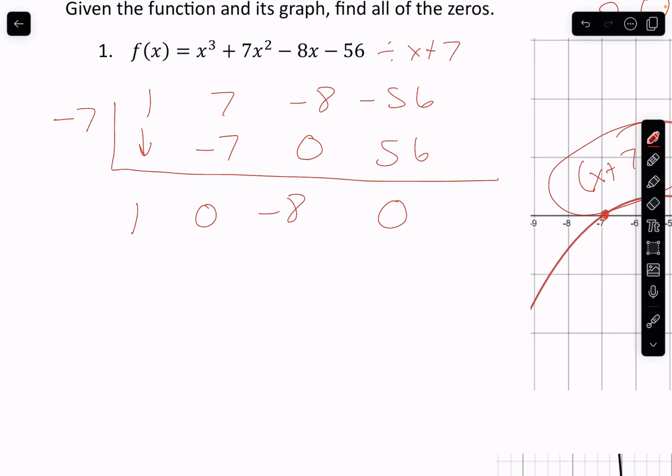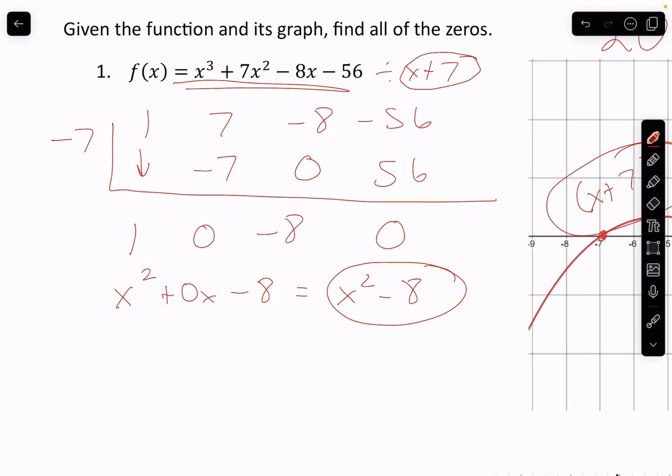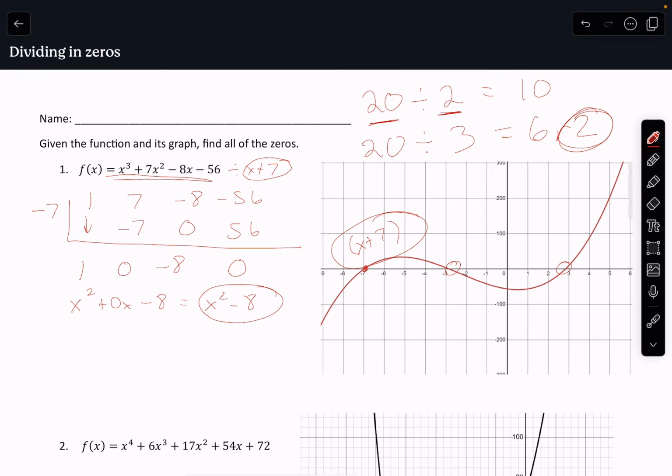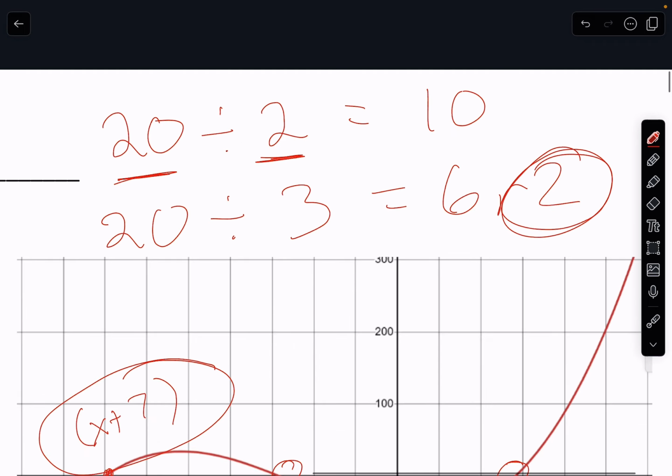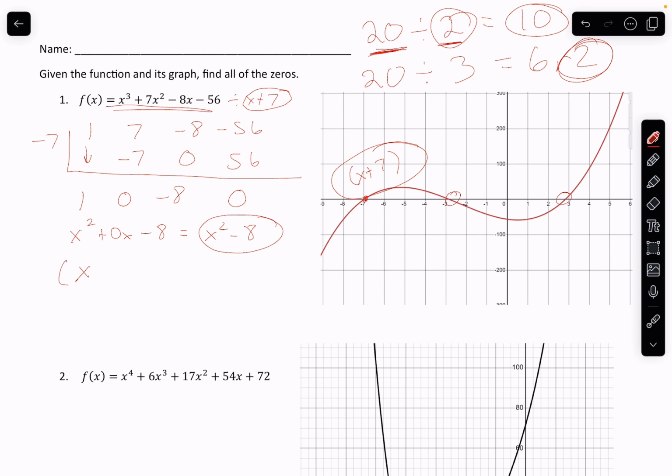So our resulting polynomial here is going to be x squared plus 0x minus 8, which we would write as x squared minus 8. Okay, so what this means is I can multiply x plus 7 by x squared minus 8 to get back to my original polynomial here. And that makes sense, right? If you think about it, when I do 20 divided by 2, I get 10. Well, if I do 2 times 10, I get back where I started. So that's what we're doing. We're going to do x plus 7 times x squared minus 8.